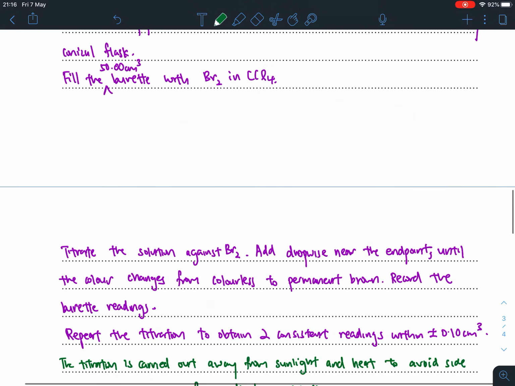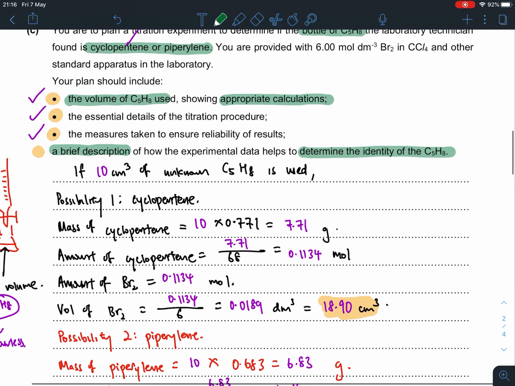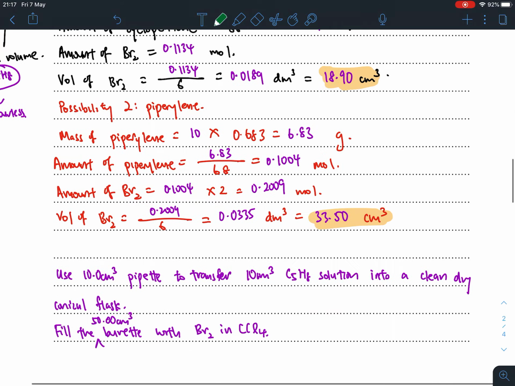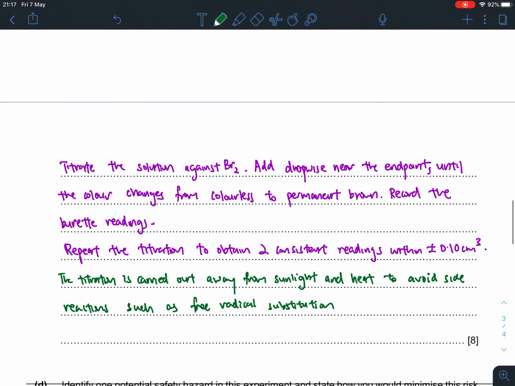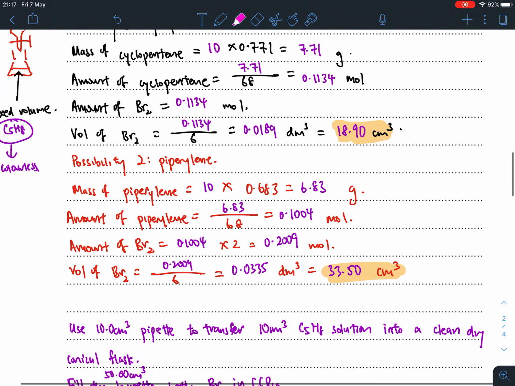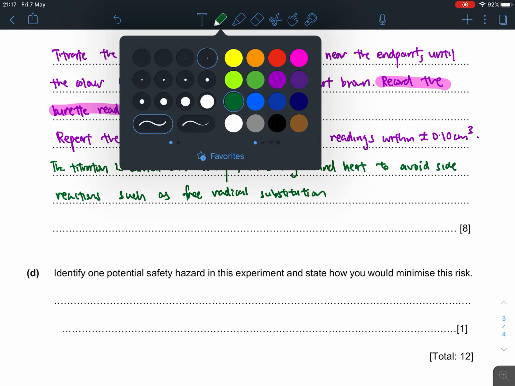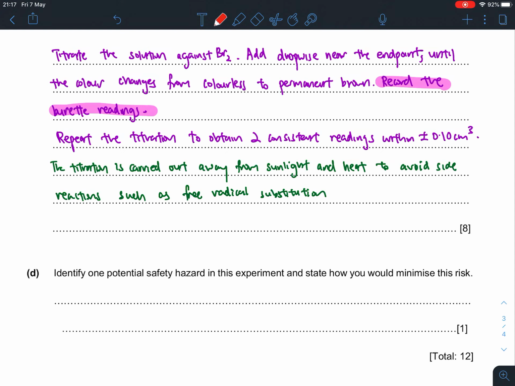Okay, and moving on to the last thing that we need to solve, which is that you need to make use of the experimental data. You have conducted the titration. How would you then decide on the identity of C5H8, which is actually based on the calculations, it helps us to decide. There's no need for you to do any more calculation for mole. You conducted the experiment, you have recorded down the burette reading. So based on the burette readings, we know that the one that is nearer to 18.9 would have to be cyclopentene, whereas if it's 33.5 thereabout, it will be piperylene. So that's how we decide on the identity of the unknown C5H8.